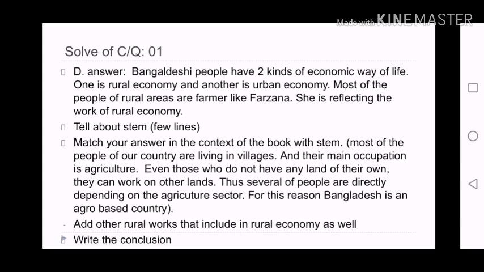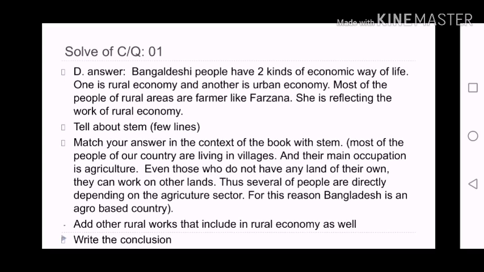Then you have to match your answer in the context of the book with the STEM. Like, most of the people of our country are living in villages and their main occupation is agriculture. Even those who do not have any land of their own can work on other lands. Thus, several people are directly depending on the agriculture sector. For this reason, Bangladesh is an agro-based country.